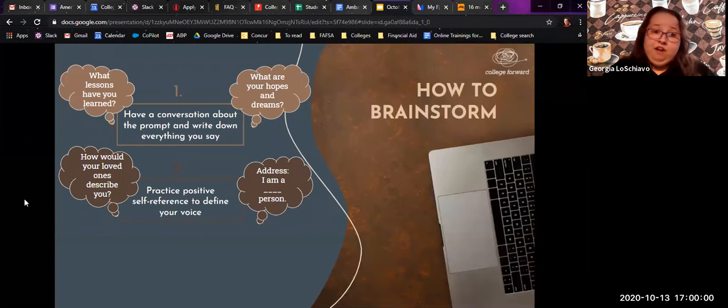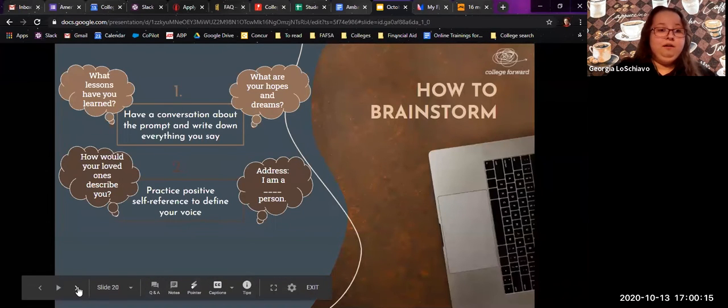Or if you can't figure that out yourself, talk to your loved ones. How would your loved ones describe you? Talk to your favorite teacher, talk to your friends, talk to your parents, see what they say about you, and then try to figure out what has happened in your life to exemplify what you are trying to say.